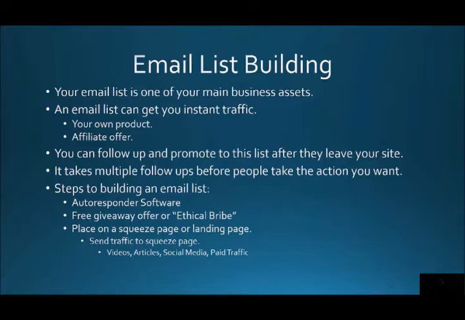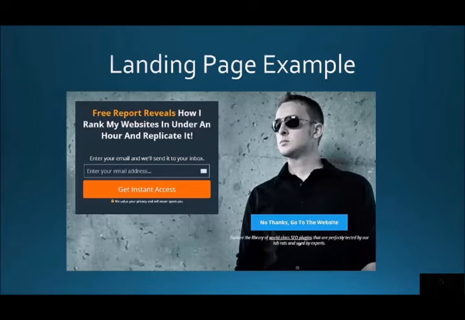A good rule of thumb is that whenever you set up an opt-in form or landing page that gets people to sign up for your list through an ethical bribe, you're going to want to send as much traffic as possible to that page, because that's your main business asset that you're building. Even if you don't get the sale right away, if you can get that opt-in, that's oftentimes a very good thing for you. You can place it on the sidebar of your blog or website and use it to generate income for you as well.